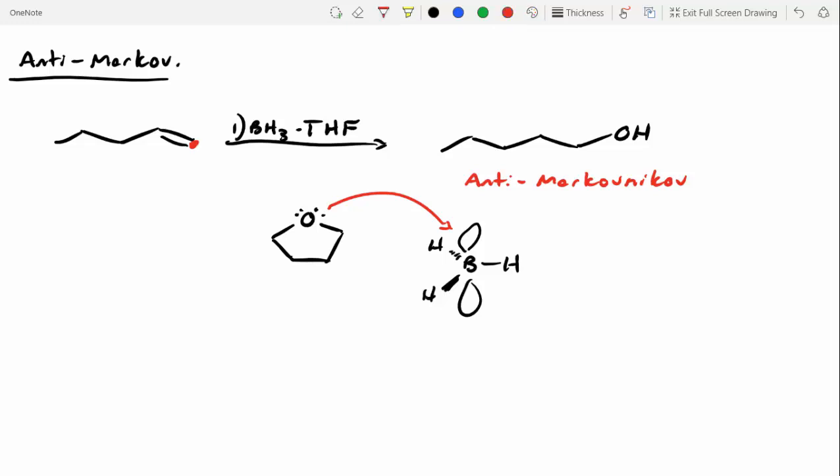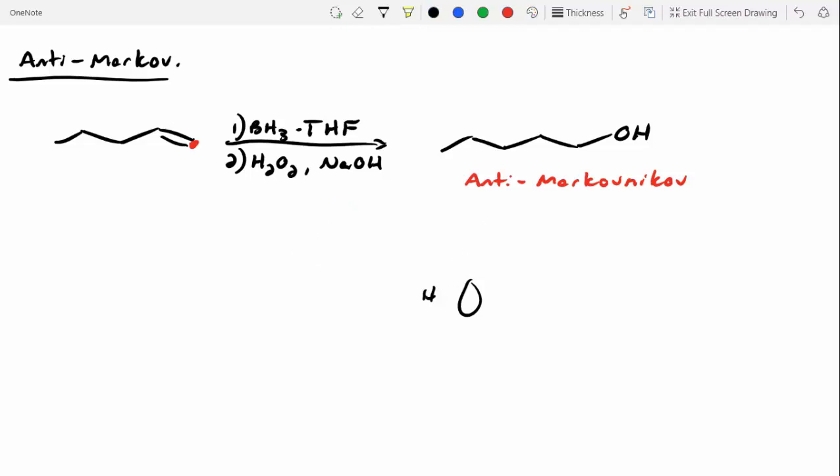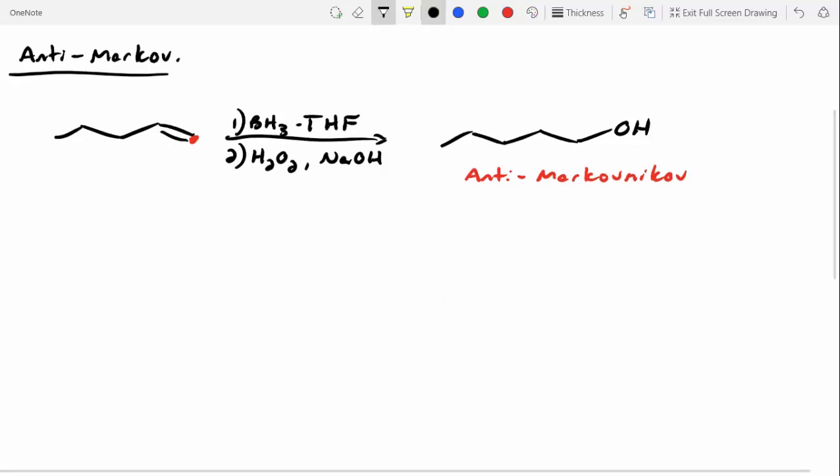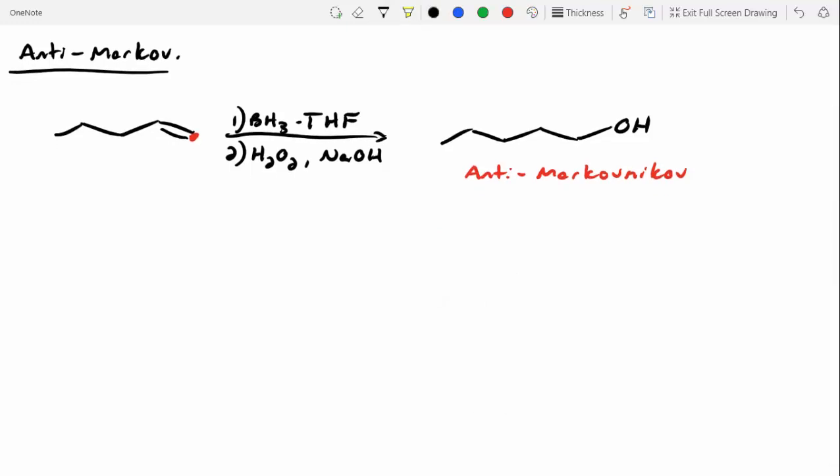All right, the next reagent we're going to use, we have to indicate it by putting the second step in, is going to be hydrogen peroxide and sodium hydroxide. If we use both of these reagents in the correct order, we can get hydration at the less substituted side of the alkene. I'm going to erase this really quick. And let's talk a little bit about the regiochemistry before I discuss the mechanism.